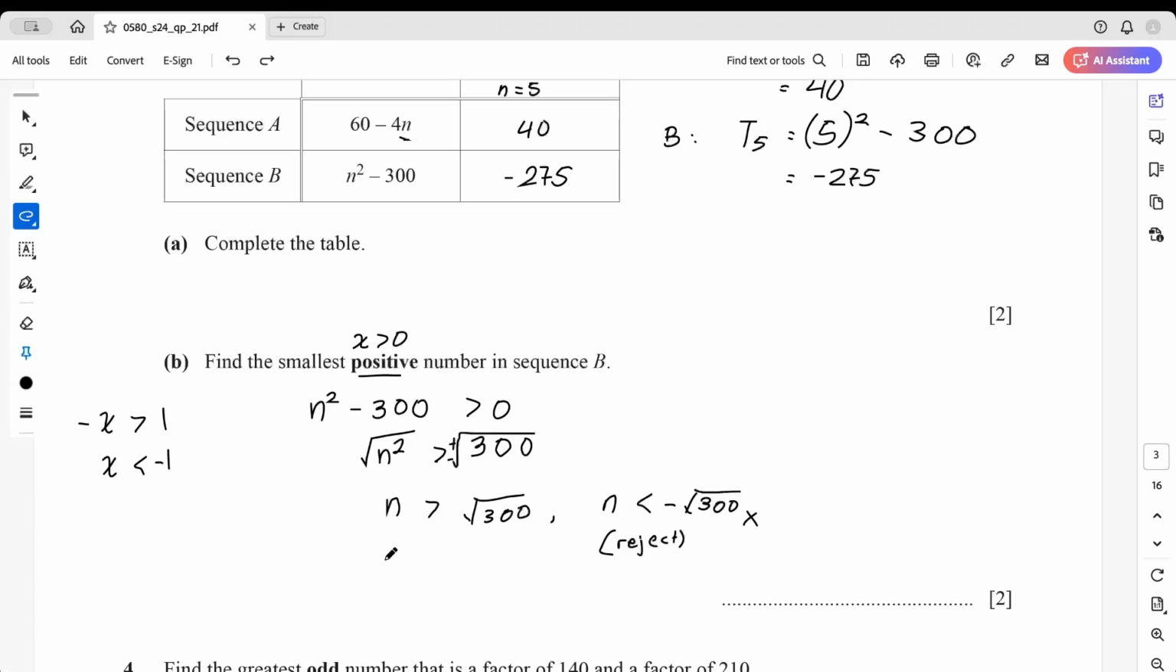Now square root 300 gets us approximately 17.32. So since n cannot be 17.32, it must be an integer, n must be the 18th term in the sequence. So to find the 18th term in the sequence, substitute it back into sequence B, and now we're finding the 18th term, which is 18 squared minus 300.